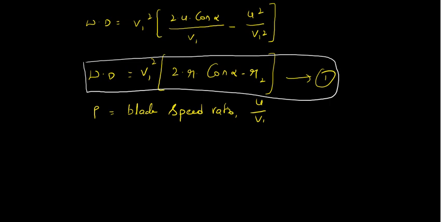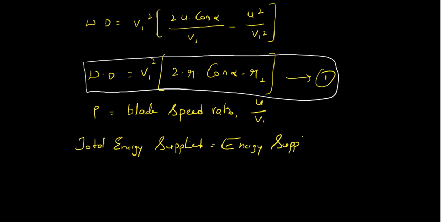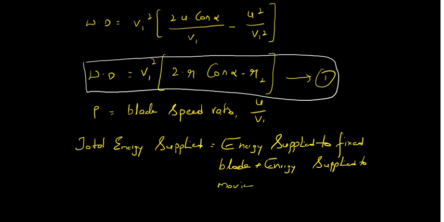Now we'll write the relation for the total energy supply. Total energy supply equals energy supply to fixed blade plus energy supply to moving blade. The energy is being supplied in the form of kinetic energy, right?